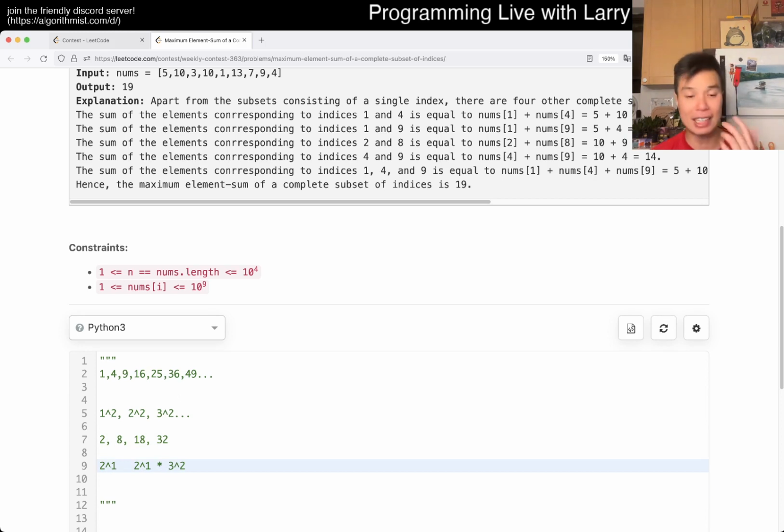And then that's when it took a little bit more time, but that's when I kind of realized the pattern a little bit, is that this is actually 2 to the 1 times 2 to the 1 times 2 to the 2. This, and then 2 to the 1 times 4 to the 2, and so forth. Right?